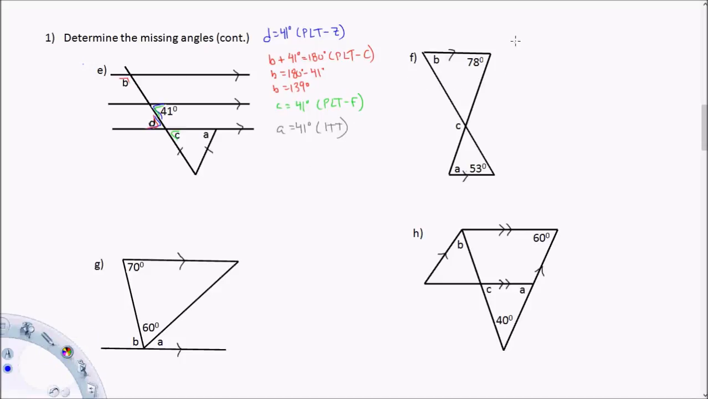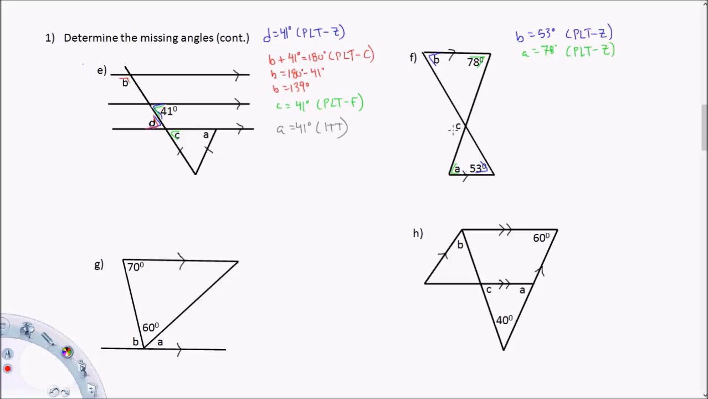Question F. So we see that B is equal to 53 degrees because of the parallel line theorem Z pattern. So we have a Z right in here. That's backwards. And we also have another Z, but this one is forward between here and here. So we can say that angle A is equal to 78 degrees because of PLT-Z as well.